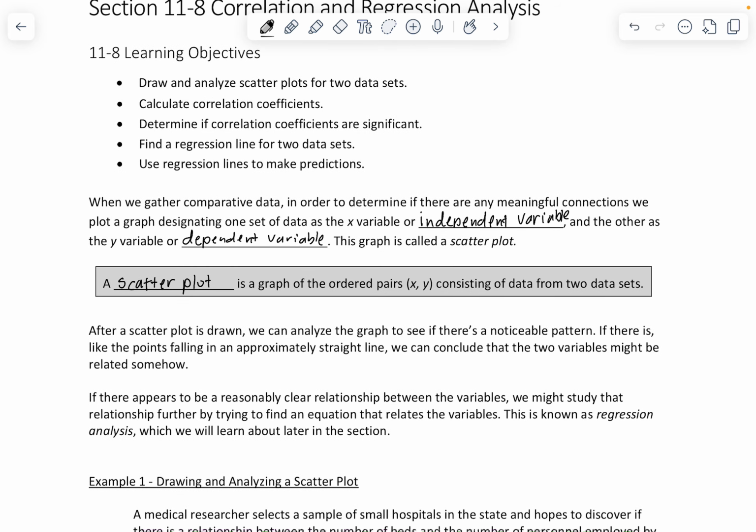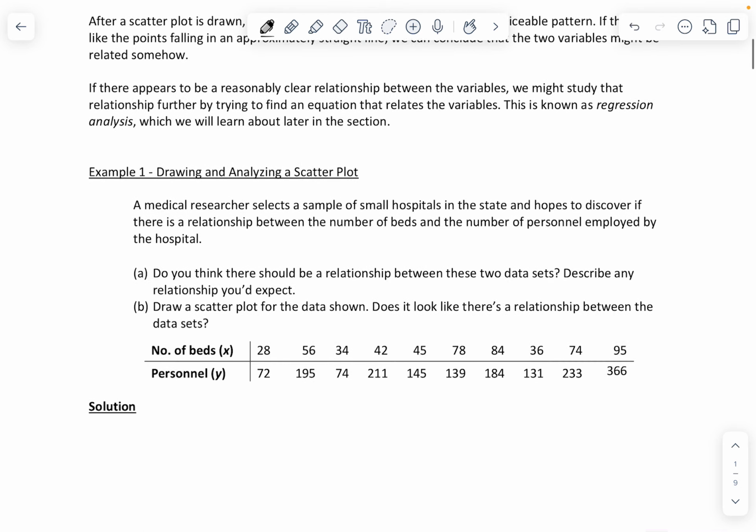After a scatter plot is drawn, we can analyze the graph to see if there is a noticeable pattern. If there is, like the points falling in an approximately straight line, we can conclude that the two variables might be related somehow. If there appears to be a reasonably clear relationship between the variables, we might study that relationship further by trying to find an equation that relates the variables. This is known as regression analysis, which we will learn about later in this section. Let's begin with an example.